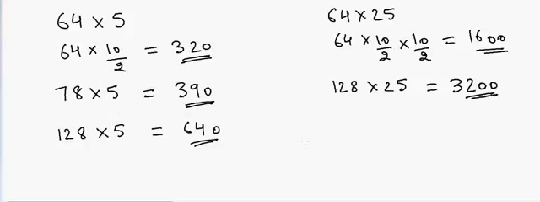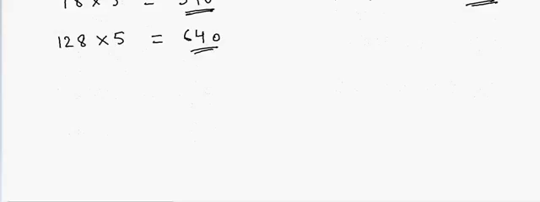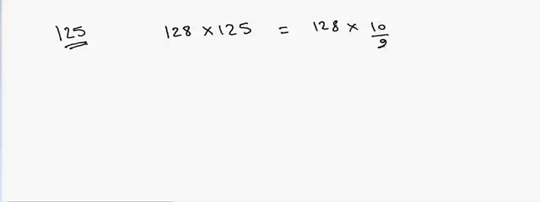Again, let's go to one more trick. If we have to multiply by 125, how do I multiply by 125? I'll take an example. So 128 I want to multiply by 125, then that can be written as 128 into 10 by 2 into 10 by 2 into 10 by 2. So we have to divide 128 by 2 three times, or we can divide it by 8.